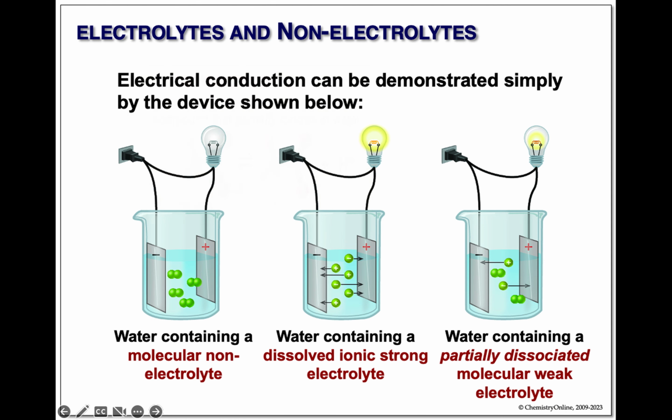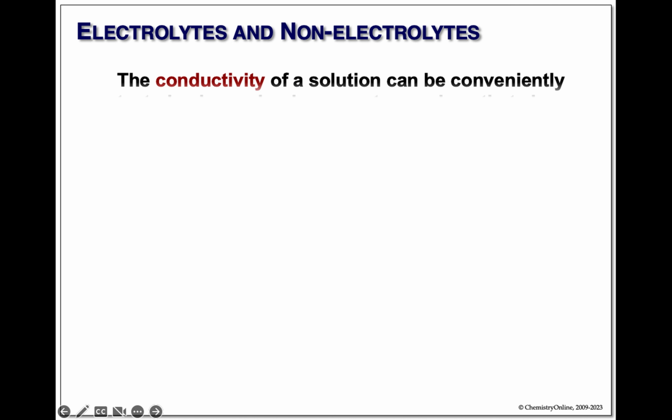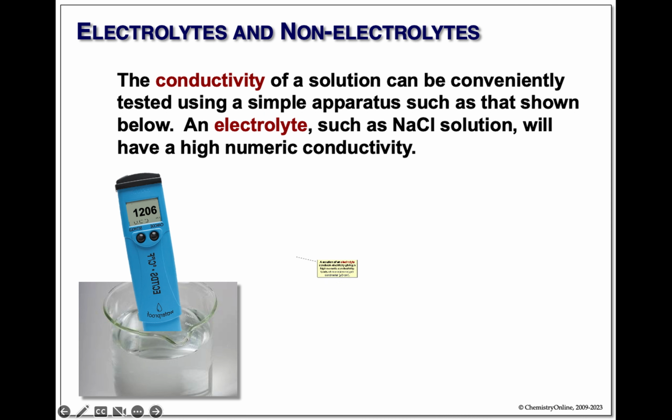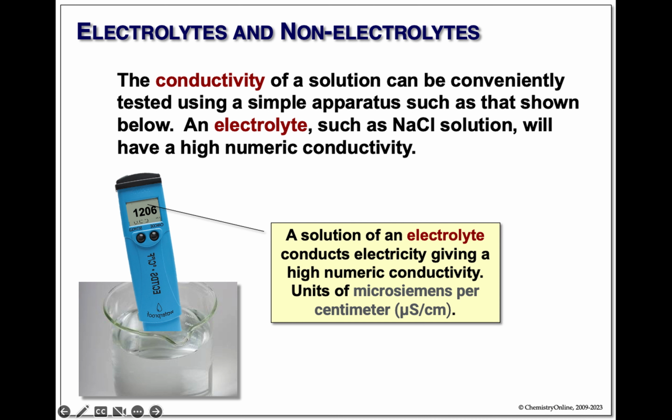Today, we don't use things plugged into the wall because we respect your lives much more than they used to respect ours. Today, we use little meters run by a battery, digital output. You put this in a strong electrolyte solution, you get a number. The units are microsiemens per centimeter, and it just shows the number. This is for a strong electrolyte, nice big number.